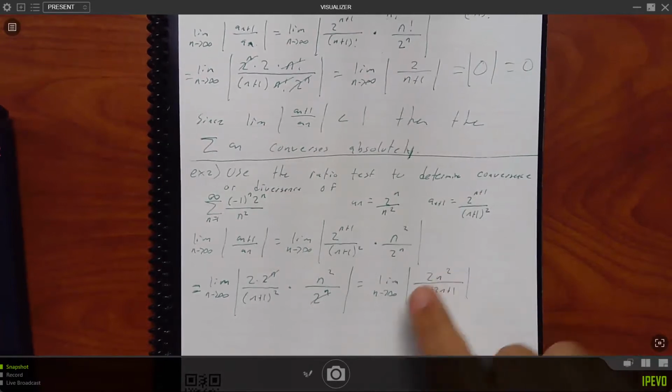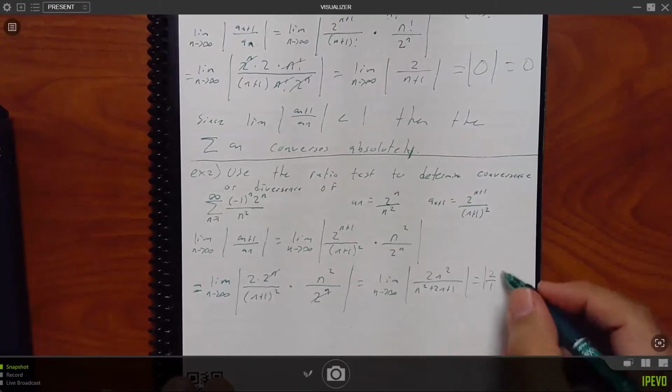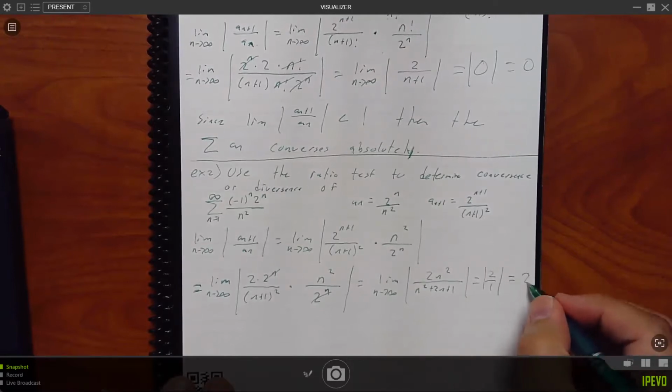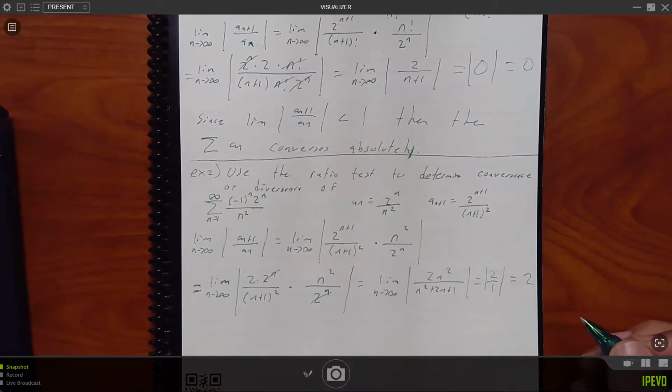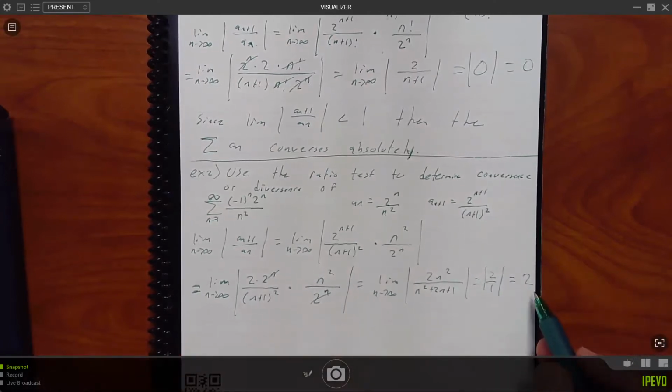Yeah, the same degrees, right? So you take the coefficients, it's going to be 2 over 1, which is 2. Technically, you could have brought the alternating piece along for the ride, but absolute value takes care of it. Mathematically, it's okay not to bring it. All right, so this is greater than 1, isn't it?